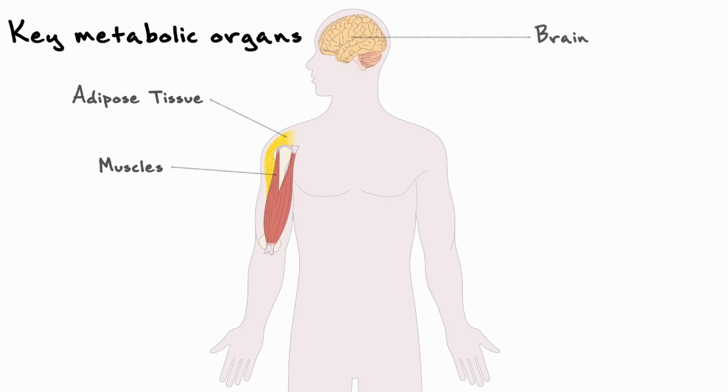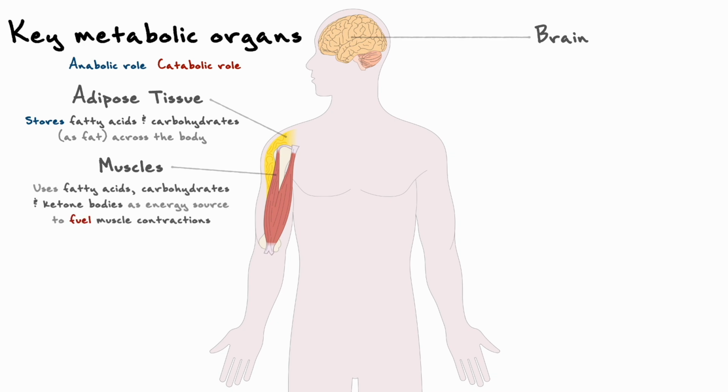To put it simply, adipose tissue are cells of fat, and their main function is to store the excess lipids and carbohydrates in the form of triacylglycerols all over the body. On the other hand, muscle use fatty acids, carbohydrates, and under certain conditions ketone bodies to generate energy as a source of fuel for muscle contractions. In terms of anabolism, muscles are capable of storing small reserves of glucose in the form of glycogen.